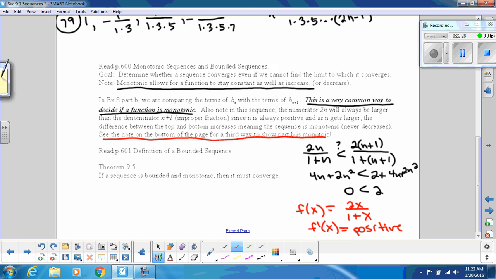But what I really want to call your attention to is Theorem 9.5. It says if a sequence is bounded, meaning both above and below, and if it's monotonic, which we were just talking about, then it must converge. So this is a nice way to avoid doing the limit. We don't always have to do the limit as n approaches infinity. We can show another way by showing that it's bounded and monotonic. Keep that in mind as you're doing your homework.